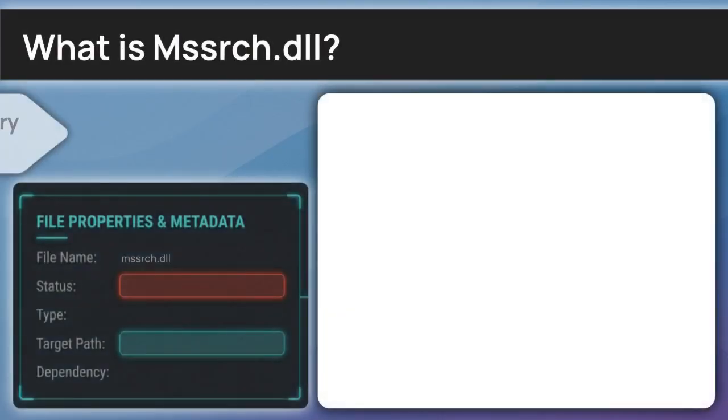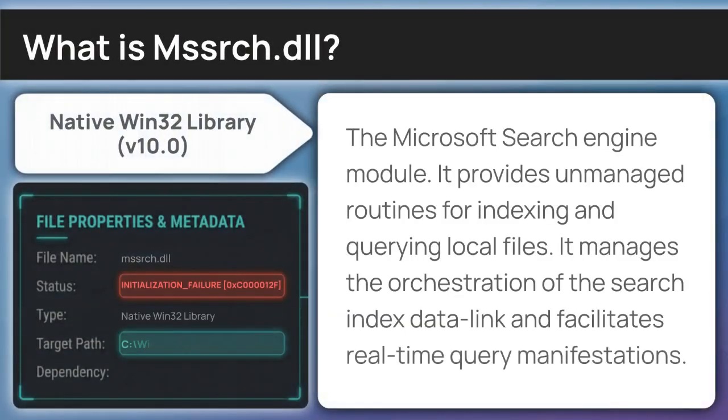This is the Mssrch library, the Microsoft search engine module. It provides unmanaged routines for indexing and querying local files. It manages the orchestration of the search index data link and facilitates real-time query manifestations.